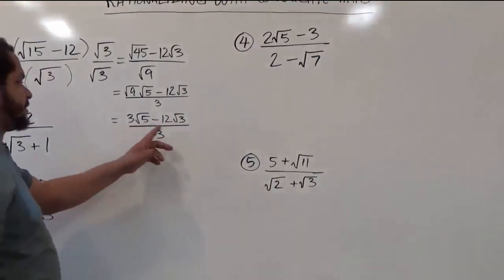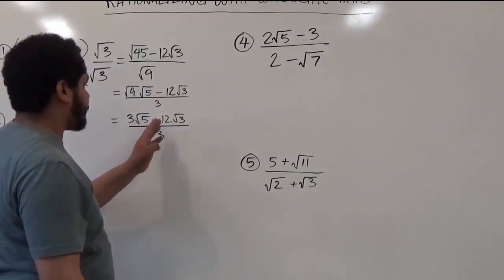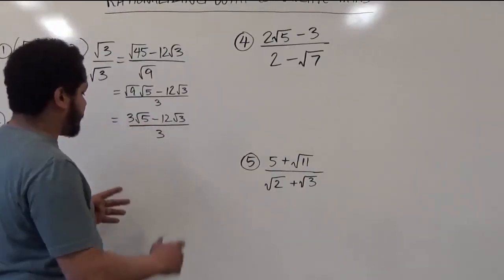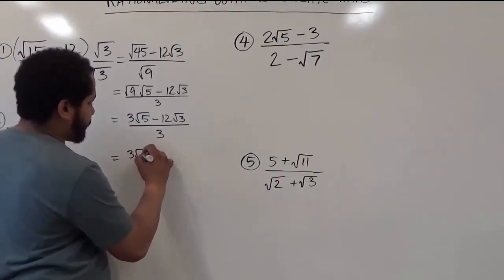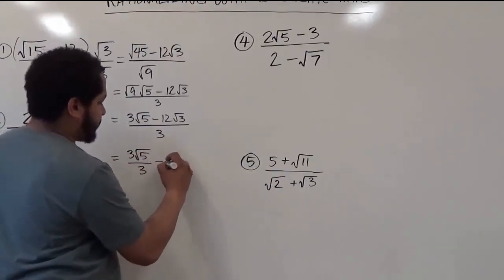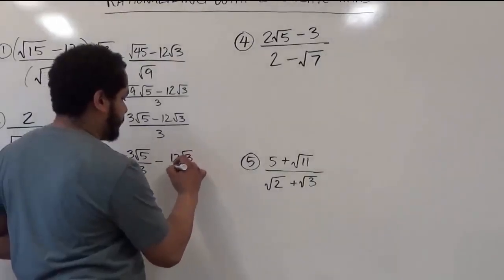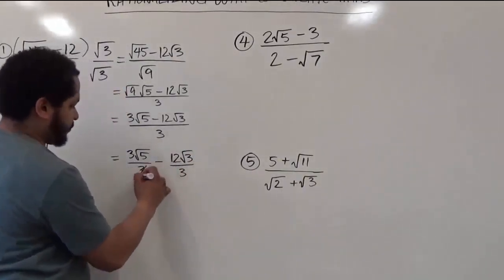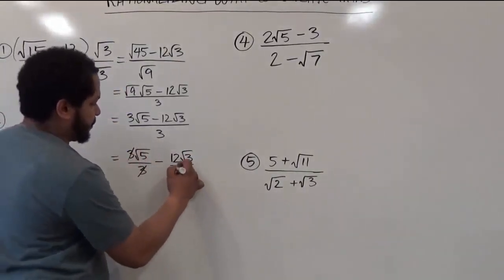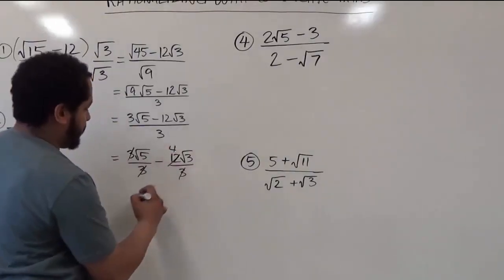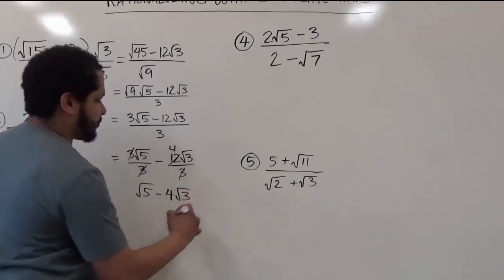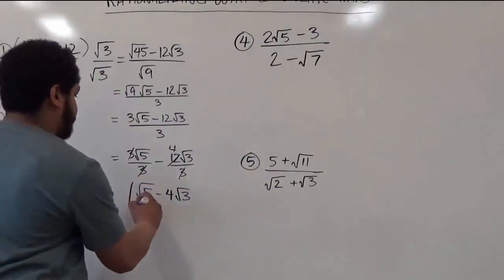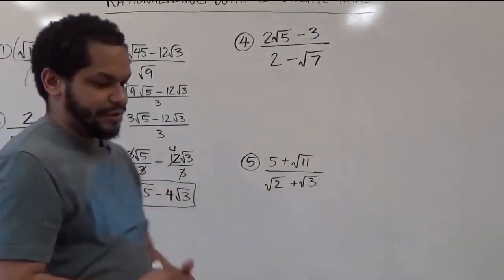And these 3's can be reduced. Every single term can be reduced if we separate the fraction into different components, right? So we have 3 radical 5's over 3. Take away 12 radical 3's over 3. And these 3's would just go away while these 3's reduce this 12 to 4. And we're left with radical 5. Take away 4 radical 3's. And that's the solution for this particular problem for number 1.